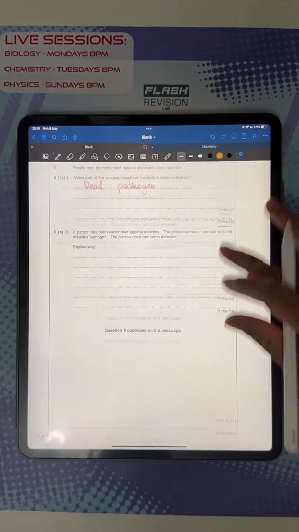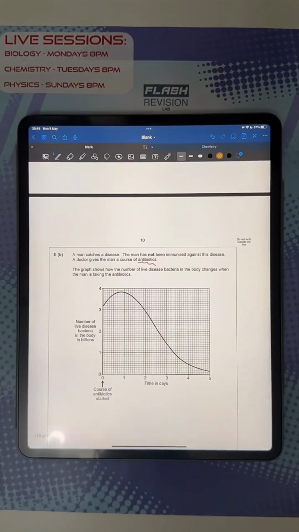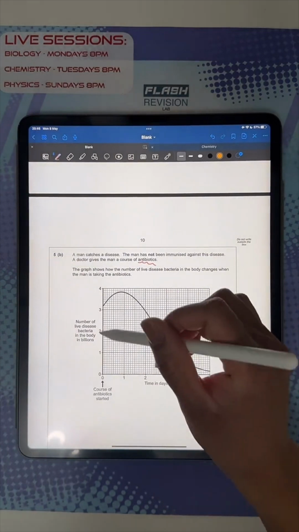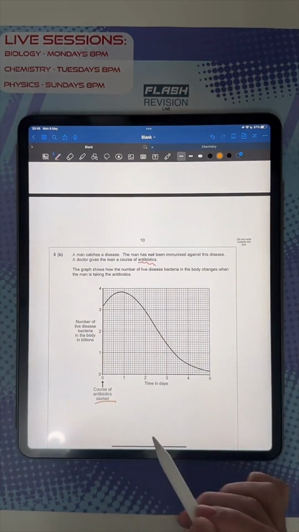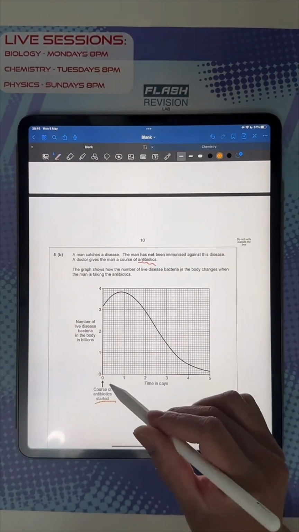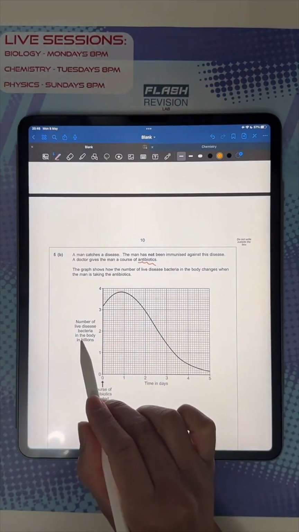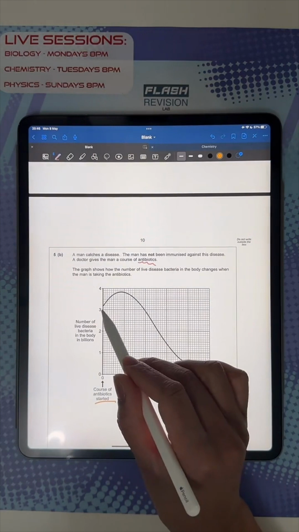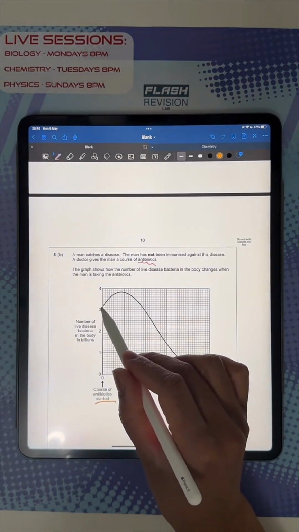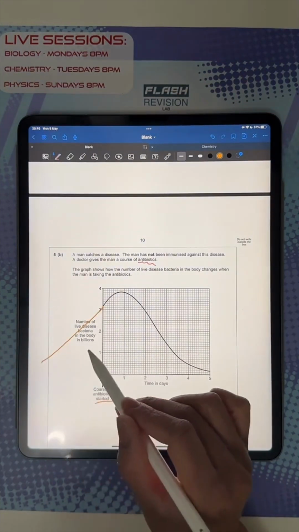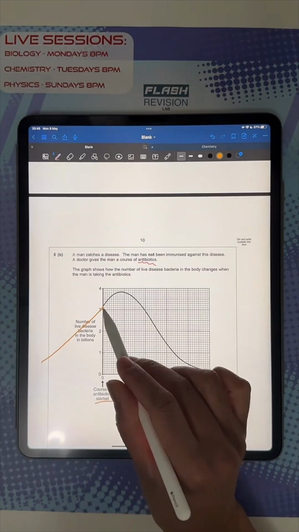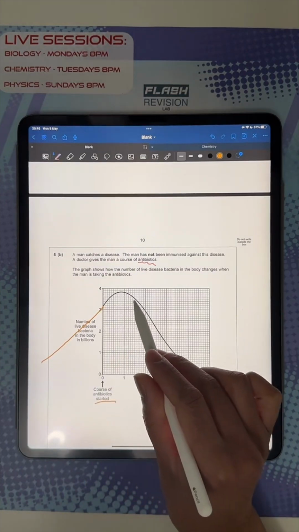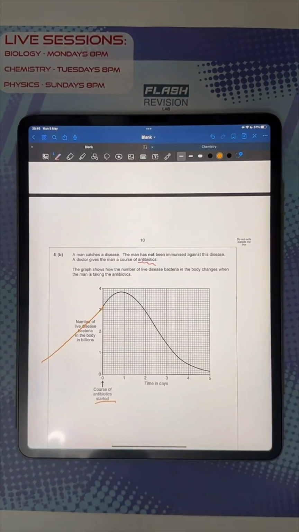So this is when the man takes the antibiotics. These are the number of bacteria in the body. You can see as soon as he takes the antibiotics, it's still rising, so it must have been rising for a bit. He starts taking the antibiotics, and then it rises, and then it drops as he takes it, because it's starting to kill the bacteria.